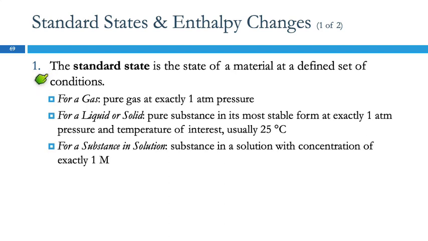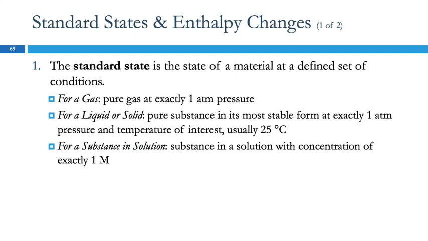So the standard state of a material is a defined set of conditions. If we're talking about a gas, it'll be the pure gas at 1 atmosphere of pressure. If we're talking about a liquid or a solid, it will be the pure liquid or solid in its most stable form. Mostly there's only one form, but some of them have more than one form.